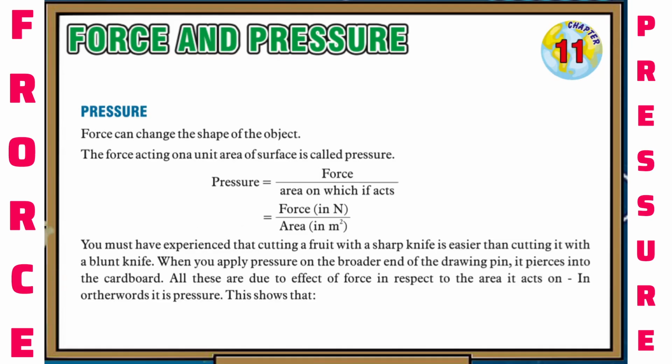So now let's see pressure. Force can change the shape of an object. The force acting on a unit area of a surface is called pressure. Here you can see the formula. Pressure is equal to force upon the area on which it acts. The standard unit of force is Newton and the standard unit of area is meter square. Force upon area is the formula of pressure.